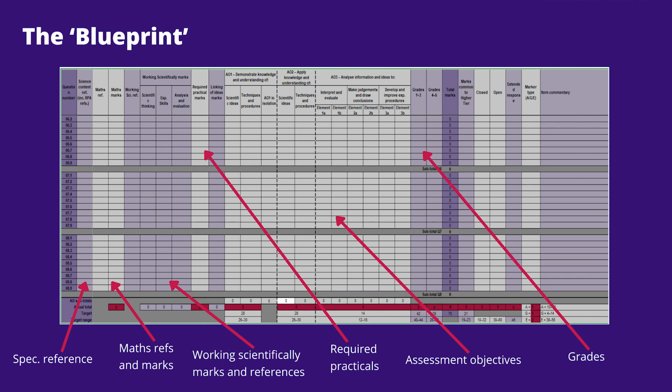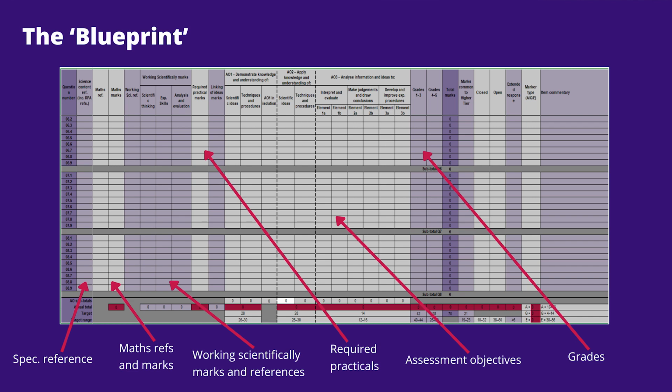These should be a minimum of 10% maths on biology papers, 20% on chemistry papers, and 30% on physics papers. Maths references can be found at the end of each specification. Working scientifically marks and references are found at the start of every specification.